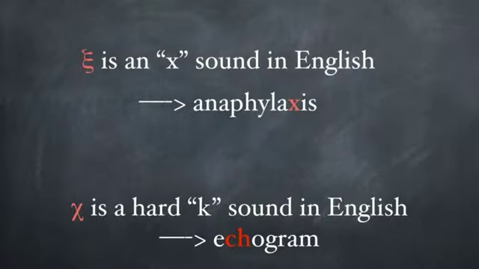Just to reiterate, the psi is an X sound in English, giving us words like anaphylaxis. But the chi, which looks like an X, is a hard K sound in English, giving us words like echogram.